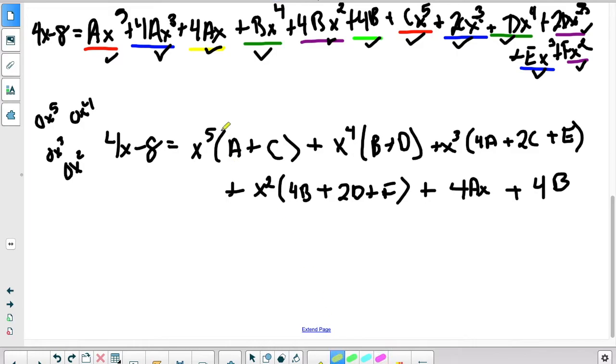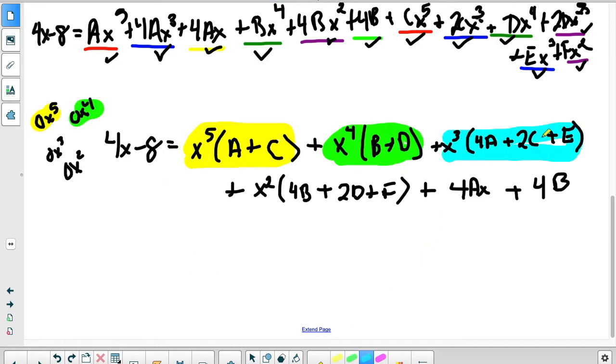So when we match it up, well, this here is going to match up with our 0x to the fifth. This here is going to match up to our 0x to the fourth. The same with x to the third. Our x squared will match up with 0.